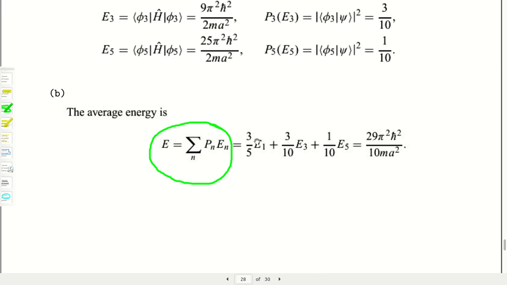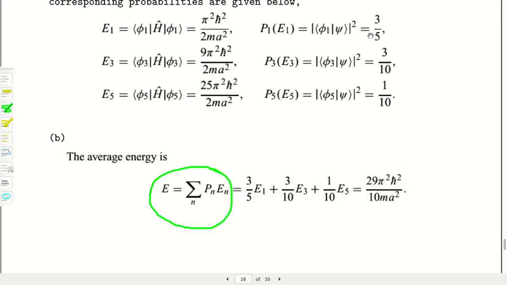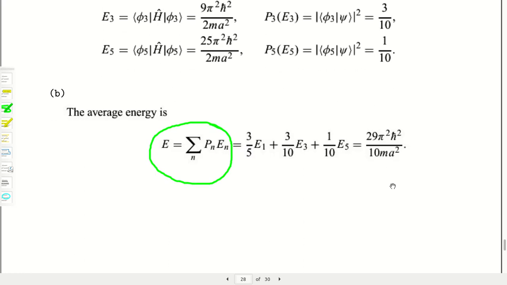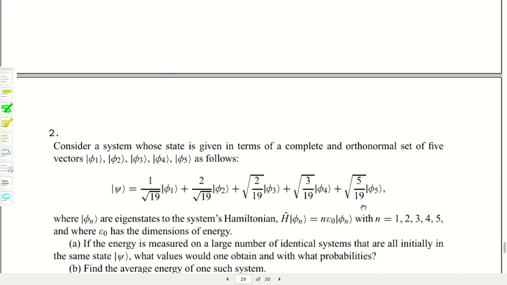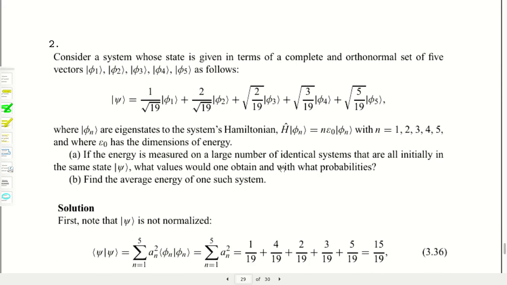So P1 is known to you, E1 is known to you, P3 and E3, then P5, E5 all are known to you. Just put in the values of each of the terms. See, this is multiplied with this, multiplied with this, multiplied with this, and then sum, and you will get this result. Okay, let us take another example of the basis vector expansion and evaluating the average energies.